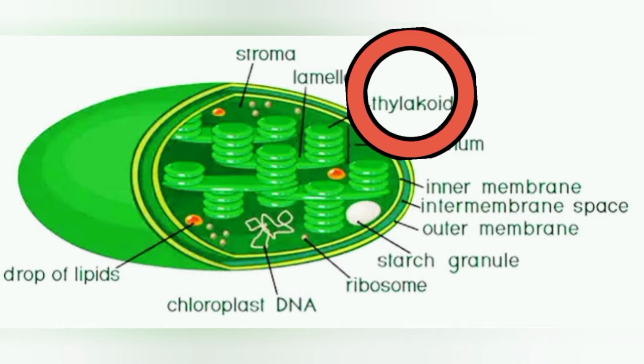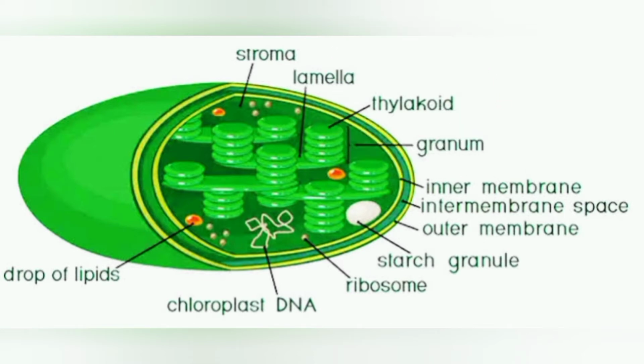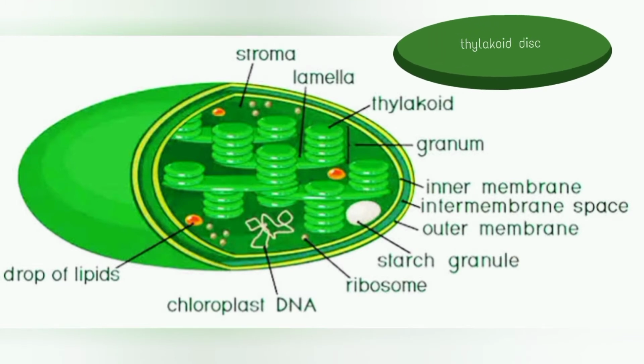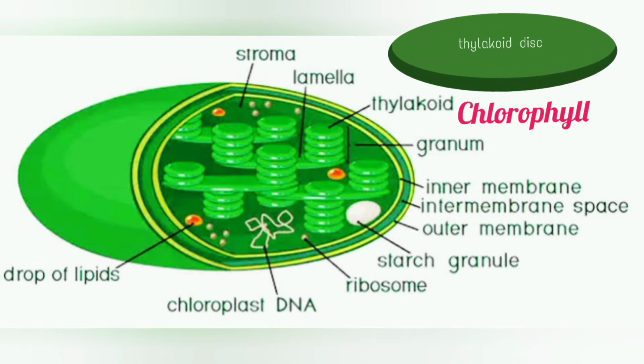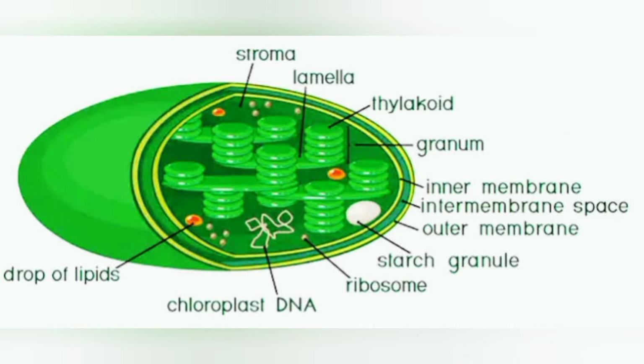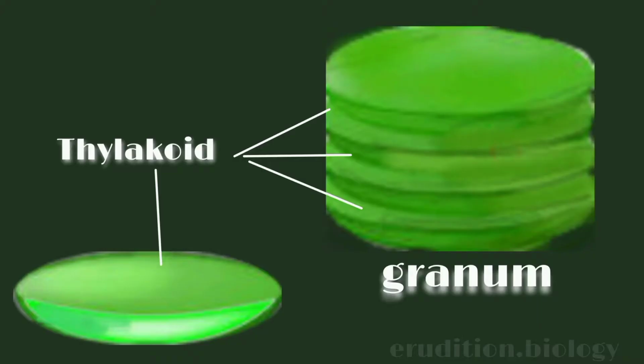Now you know what are thylakoids? Thylakoids are flat disc-like sacs which contain the chlorophyll. The thylakoids are stacked one on another to make up the granum. A single grana is called a granum. See in this diagram how the thylakoids are piled one on another to make up a granum.